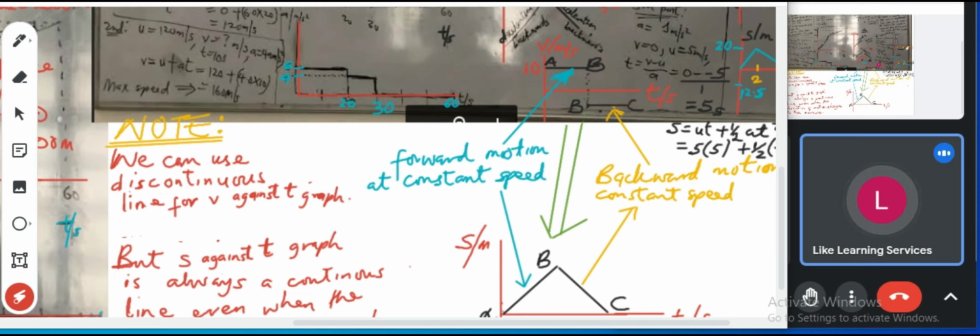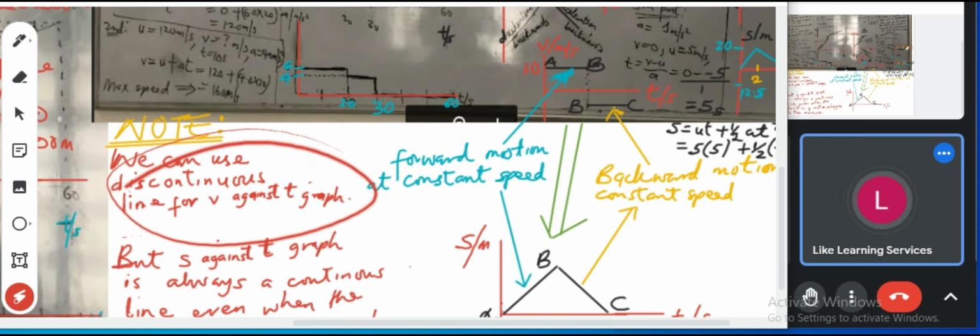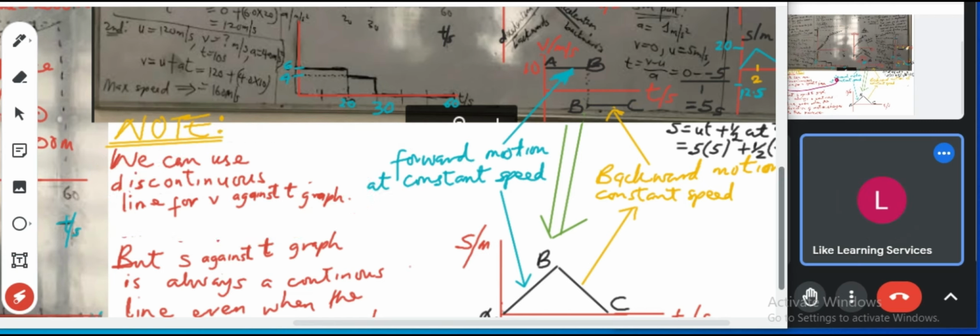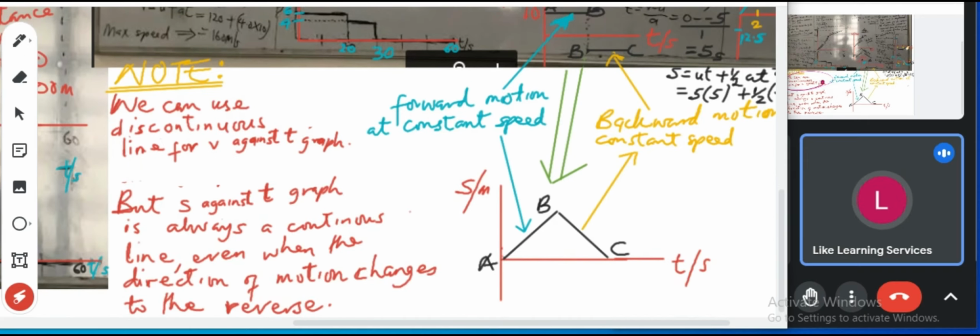There's no way you can get B to C after A to B without this graph breaking. We call that a discontinuous graph. It has to break first before you can get that. You find that in velocity against time; it will definitely break. But if you plot it in a distance against time graph, there's no point for that break. Breaking means you have a dot and then you have another one.